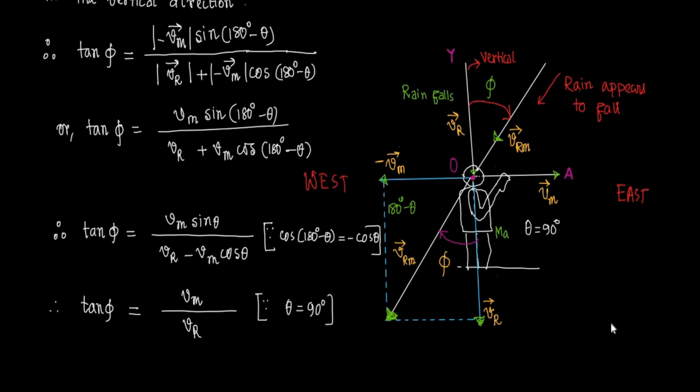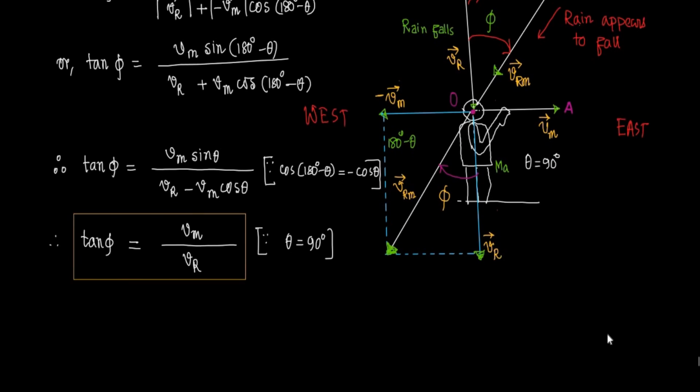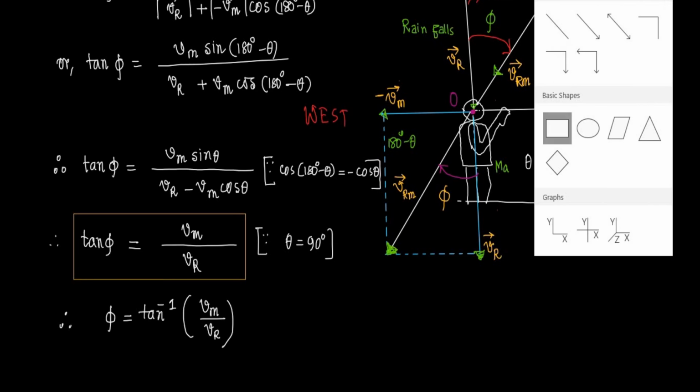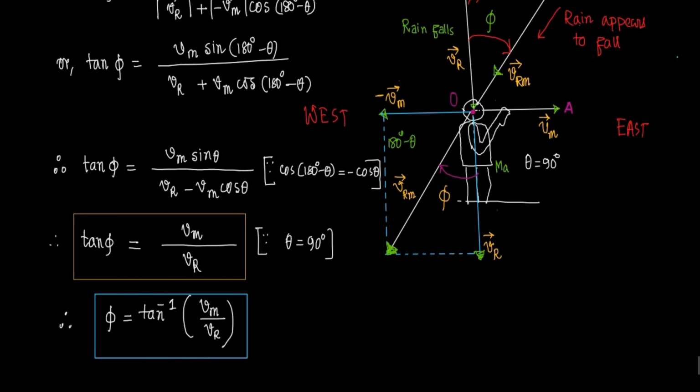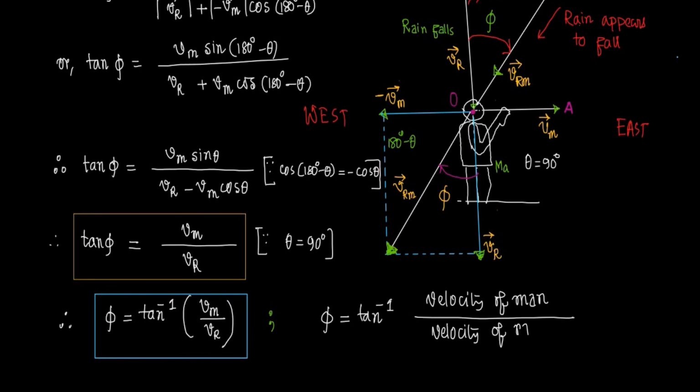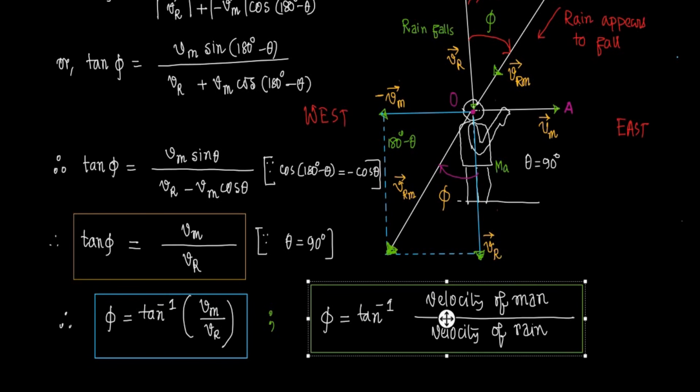Therefore tan phi is equal to Vm by Vr. That is, tan phi is equal to velocity of man divided by velocity of rain. Therefore, phi equals tan inverse Vm by Vr, where phi is the angle subtended by vector Vrm with vector Vr. Phi is equal to tan inverse of velocity of man divided by velocity of rain.